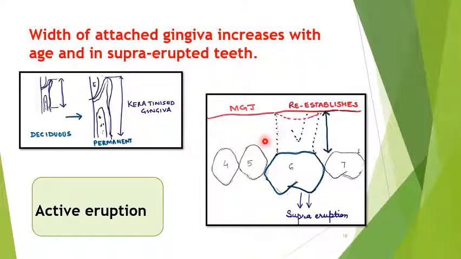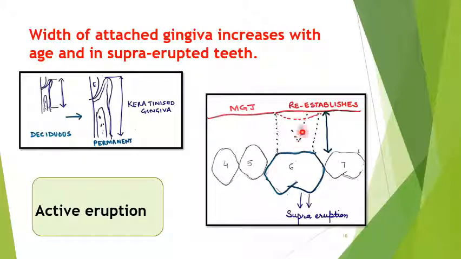And the second condition is supraerupted teeth. In supraerupted teeth, width of attached gingiva increases if the tooth has healthy periodontium. Tooth grows coronally because of the active eruption. And even if the antagonist is there, it has to compensate attrition. If the antagonist is not there, it gets supraerupted. And when it gets supraerupted, it brings along with it its alveolar housing. And as we all know the mucogingival junction has to be stationary, it re-establishes itself. So the total width of gingiva increases.